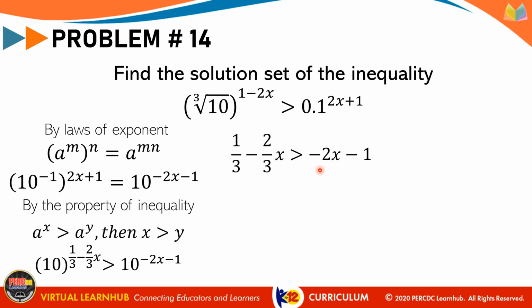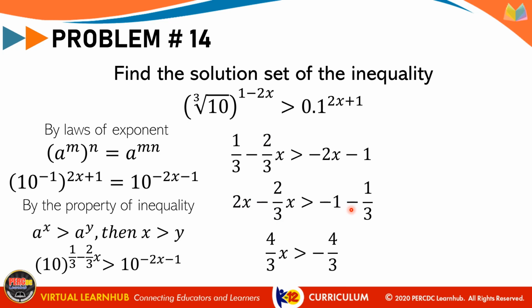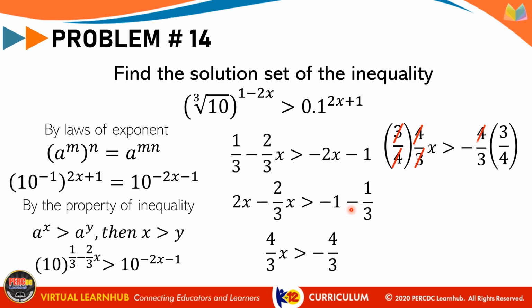So, let's group all the terms with the x variable. We have here 2x minus 2/3 x. How did it happen? We transpose negative 2x to the left side, making it positive. So we have 2x minus 2/3 x, and then we transpose 1/3 to the right side, giving us negative 1 minus 1/3. So from there, we will have 4/3 x is greater than negative 4/3. Next, we multiply both sides by 3/4, cancel 4, cancel 3, and likewise on the other side, cancel 4 and cancel 3, giving us x is greater than negative 1, or from negative 1 to positive infinity.